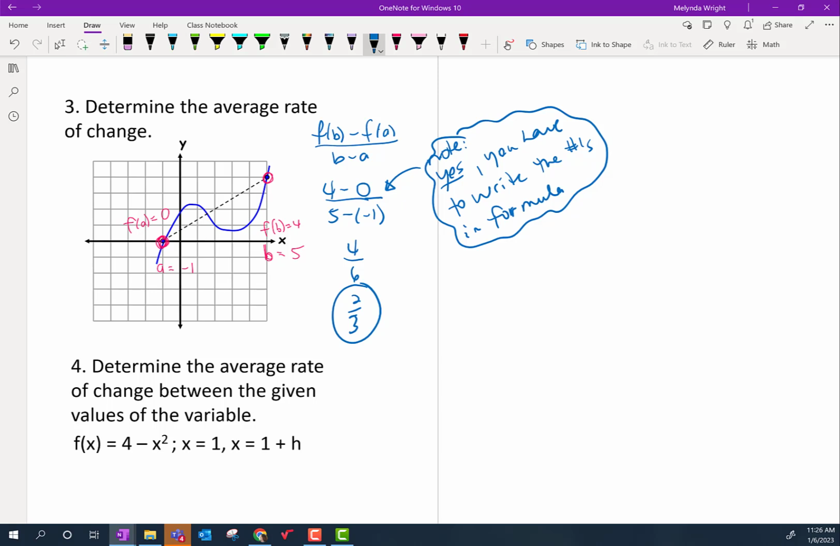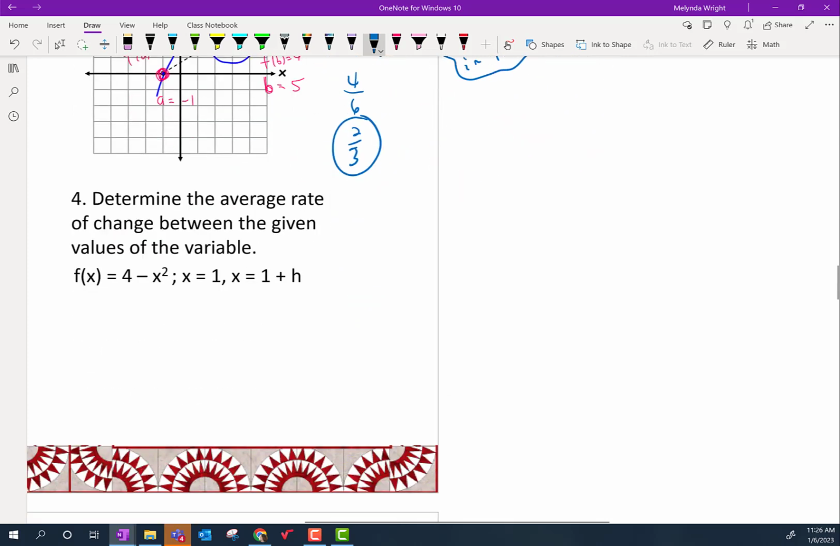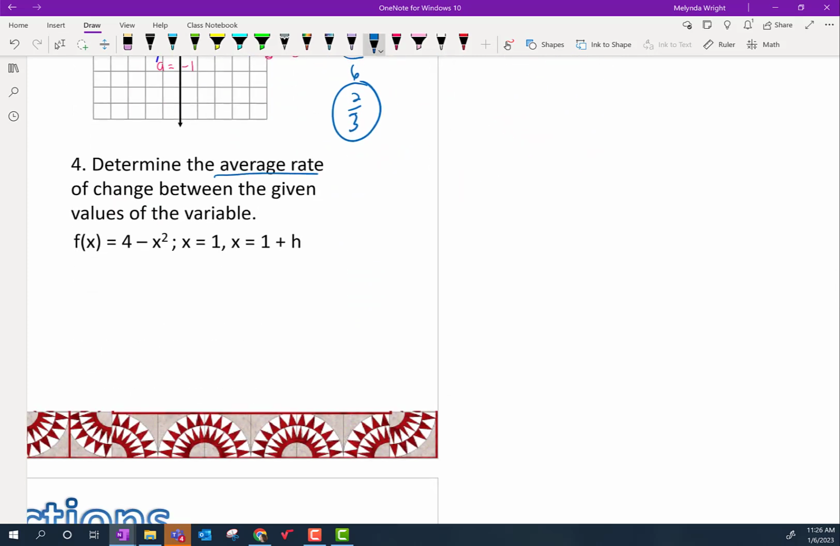Okay, how we doing? All right, last one. We're going to do the same formula. Average rate of change is a formula: F of B minus F of A over B minus A.